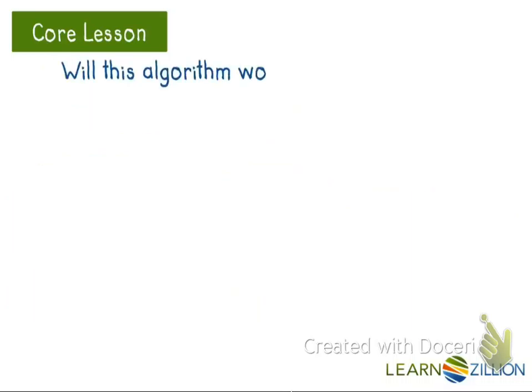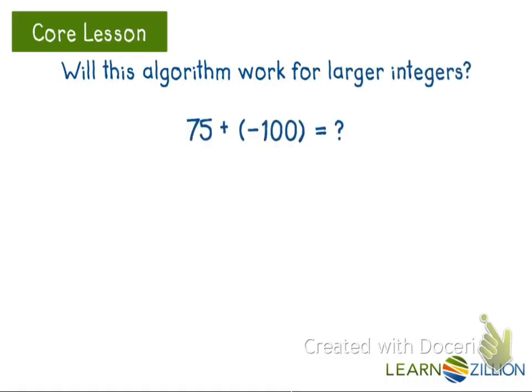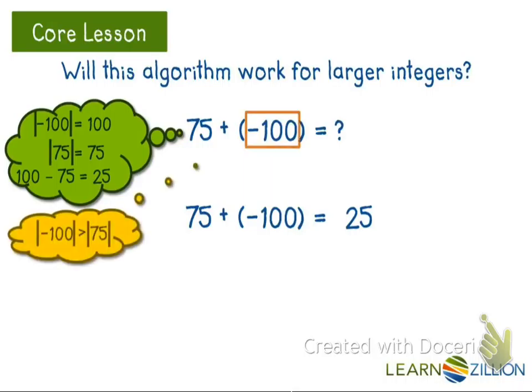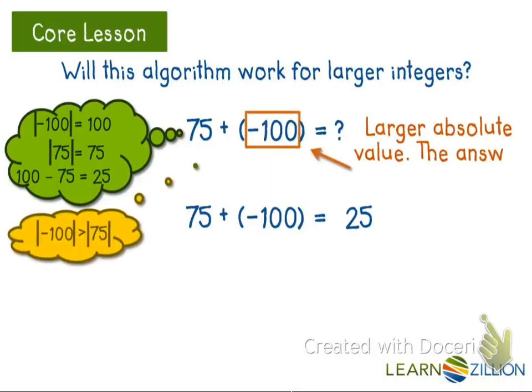Will this algorithm work for larger integers as well? Let's try two larger numbers like 75 and negative 100. The absolute value of negative 100 is 100. The absolute value of 75 is 75. 100 minus 75 is 25. Since negative 100 has the larger absolute value, the answer will be negative.